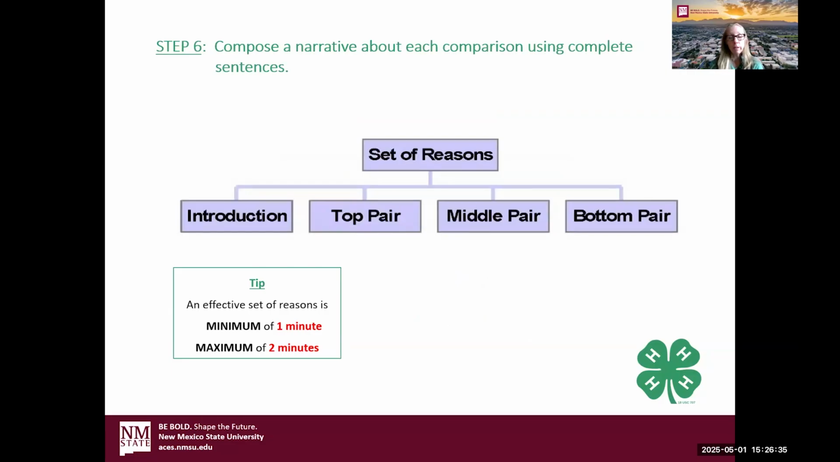And just a tip, as you're composing your reasons, an effective set of reasons is typically a minimum of 1 minute and generally no more than 2 minutes in length.